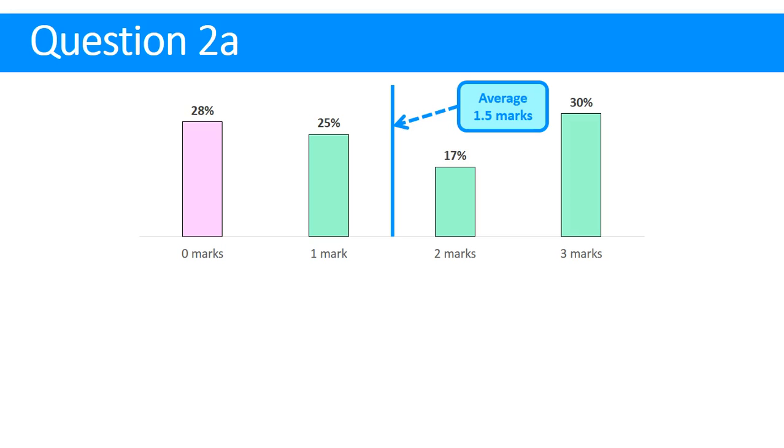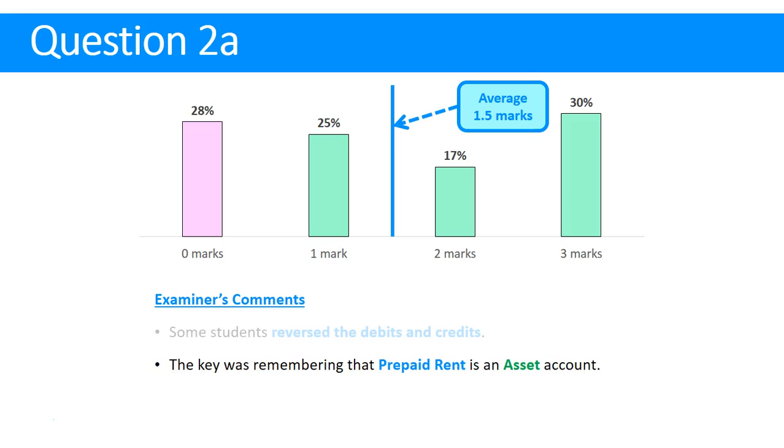The average is 1.5, and the examiner's comments were that some students reverse the debits and credits. Remember that a prepaid rent expense account is an asset, so the rules of debits and credits are going to apply for an asset. Lastly, the key was remembering that prepaid rent was an asset. If you can remember that and remember the difference between an asset and an expense, that's going to help you balance a ledger like this.